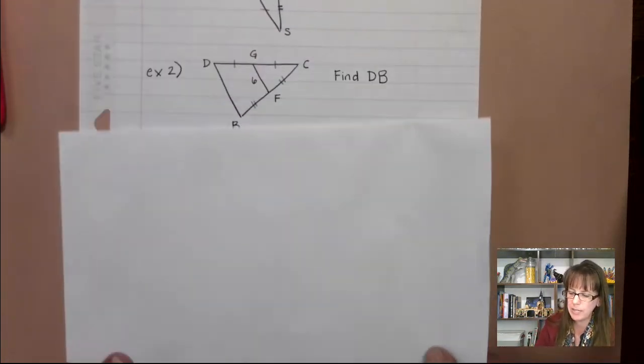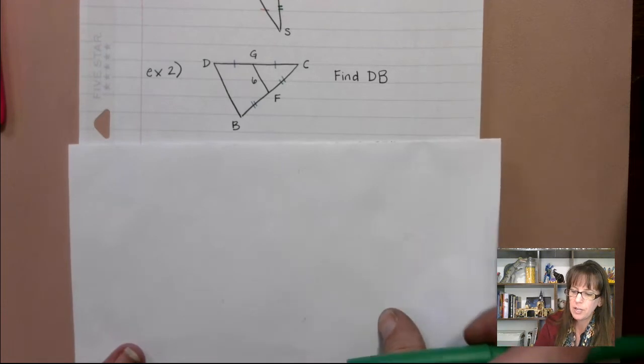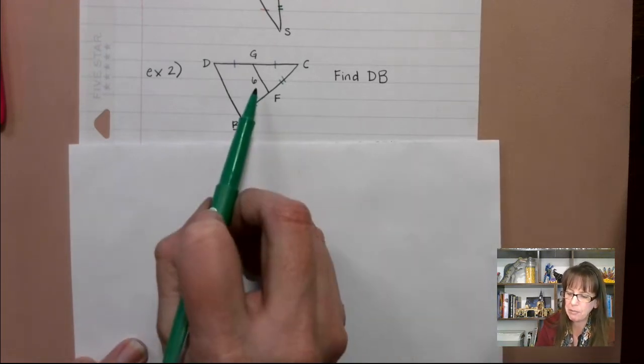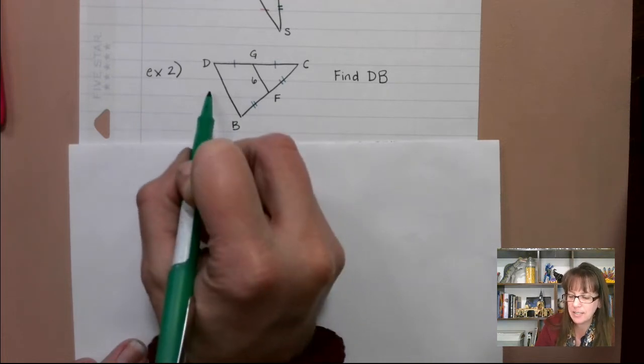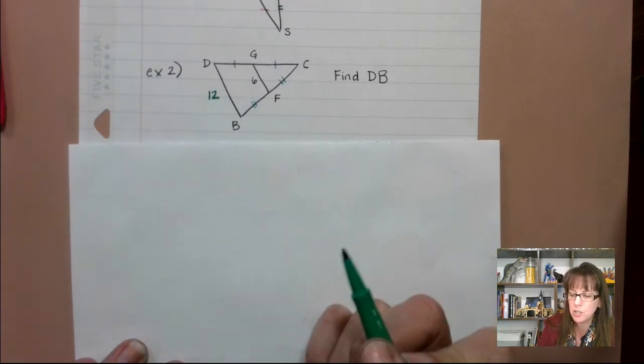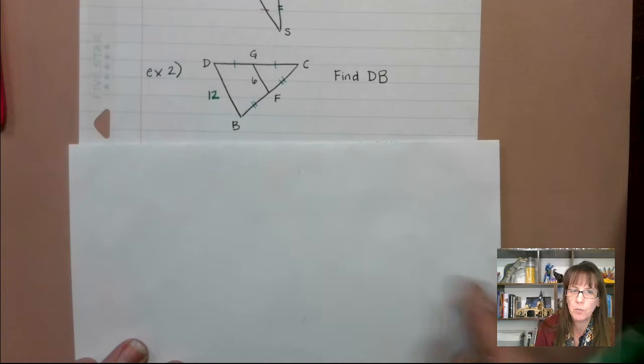Grab your notebook. Let's write this next one down. So we know that this guy right over here is 6. This outside, this base here, is going to be double that, which is 12. So for DB, we get 12.